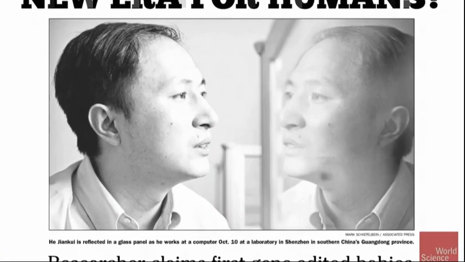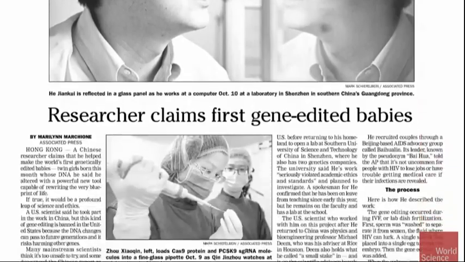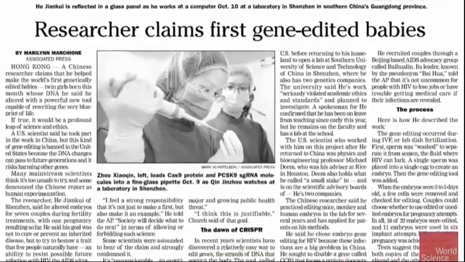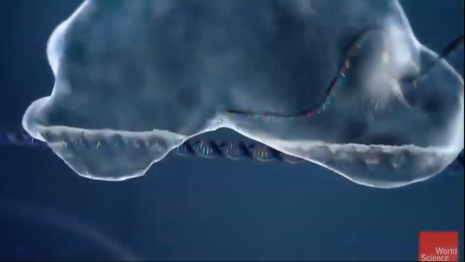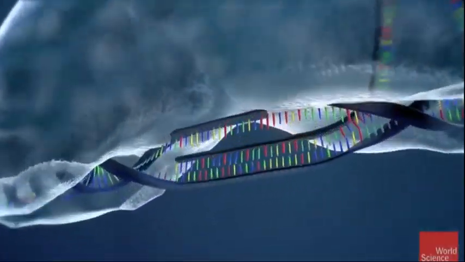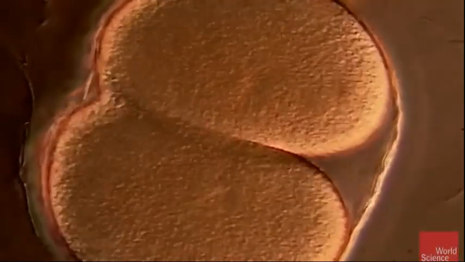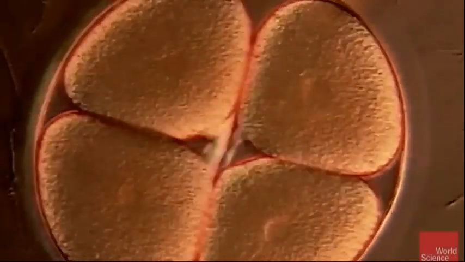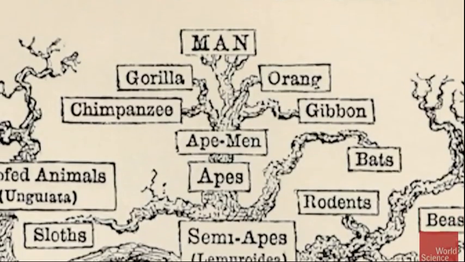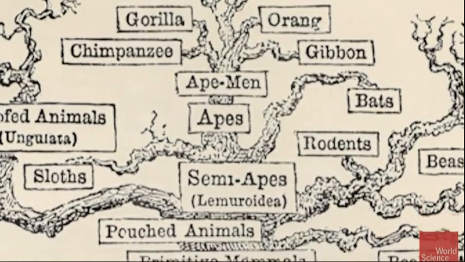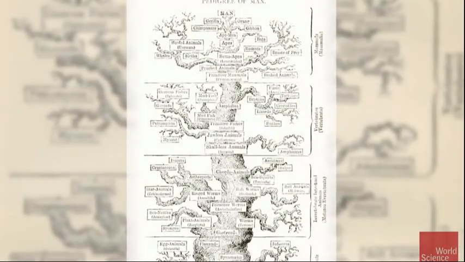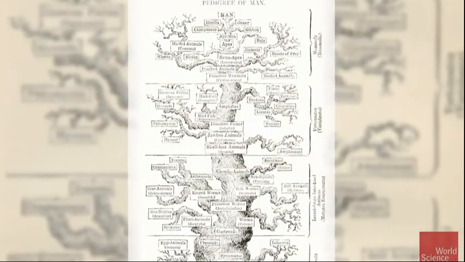And now, twin girls have been born in China who were genetically engineered with a powerful gene editing tool called CRISPR-Cas9. Their altered genes will be passed to their children and their children's children. We have discovered a tool that bypasses natural selection, giving us direct control over the levers of evolution.